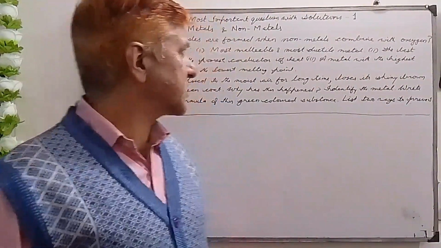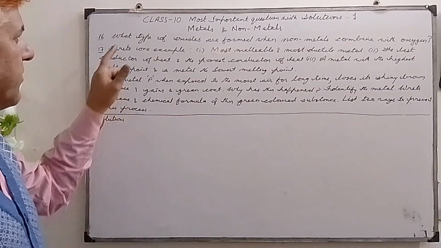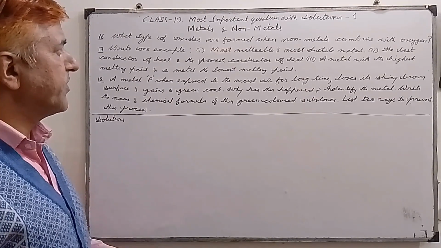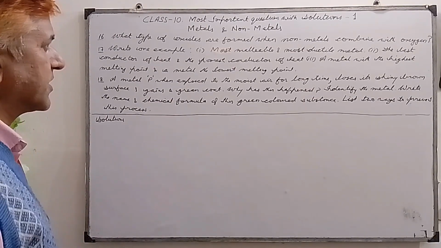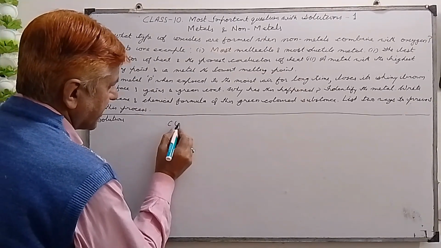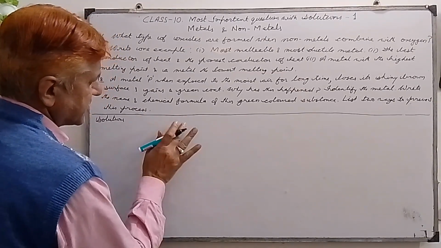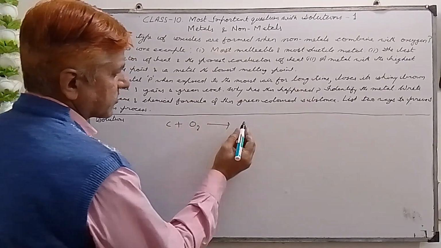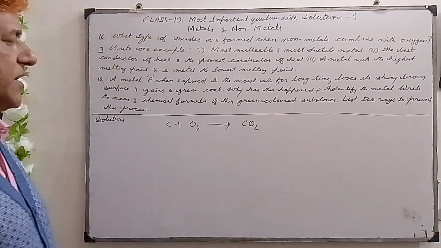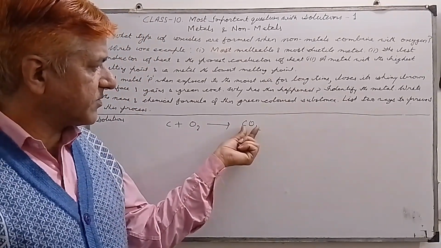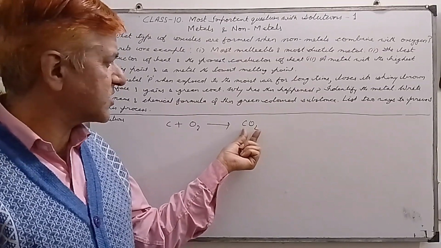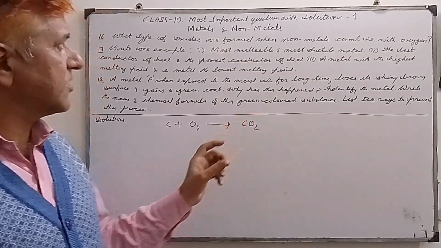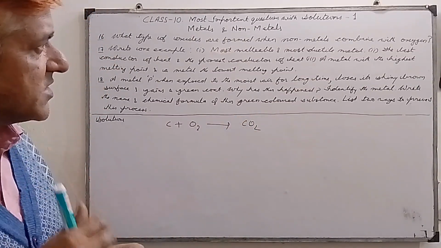Now my dear students, we have the next question. Question number 16. What type of oxides are formed when non-metals combine with oxygen? When non-metals combine with oxygen, for example, carbon dioxide. Carbon is a non-metal, and when it reacts with oxygen, we get carbon dioxide. So this is a non-metal oxide, and non-metal oxides, please remember my dear students, are acidic in nature.